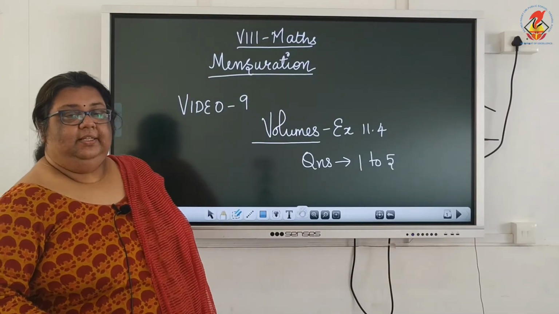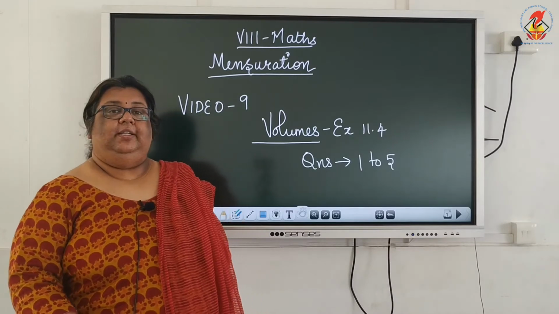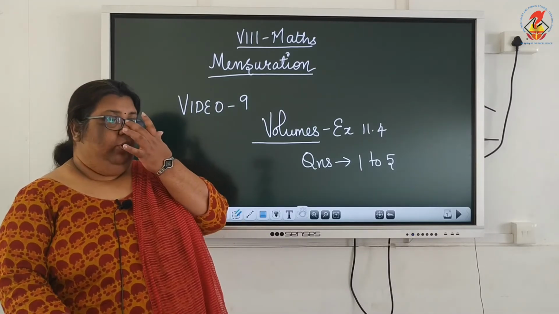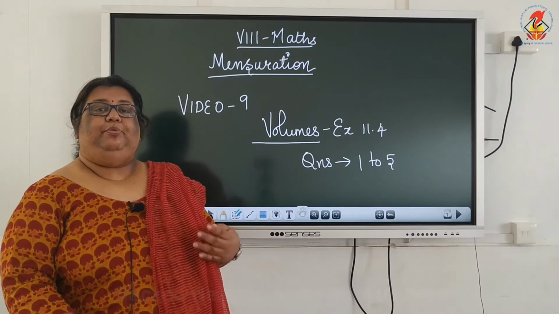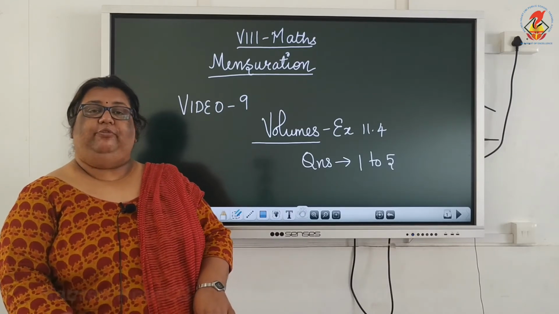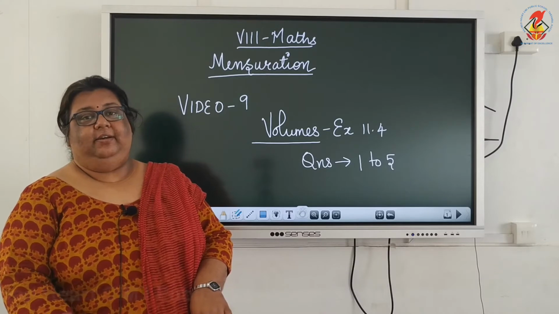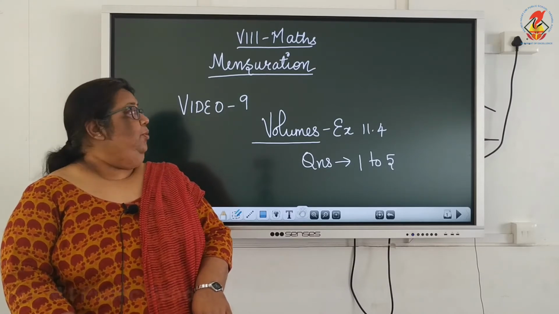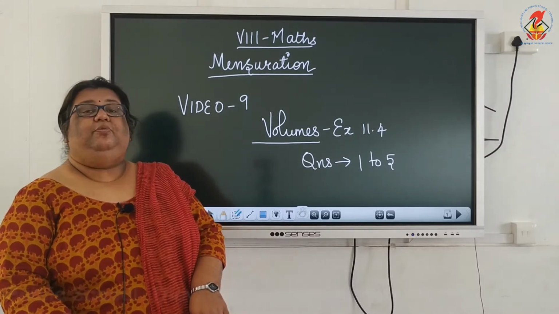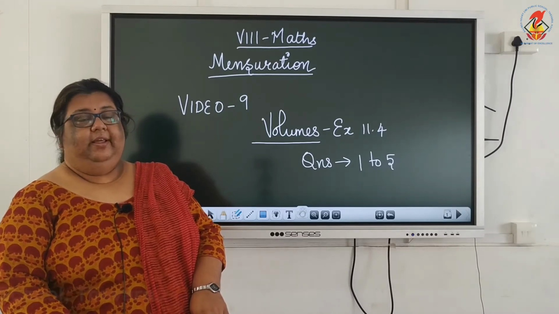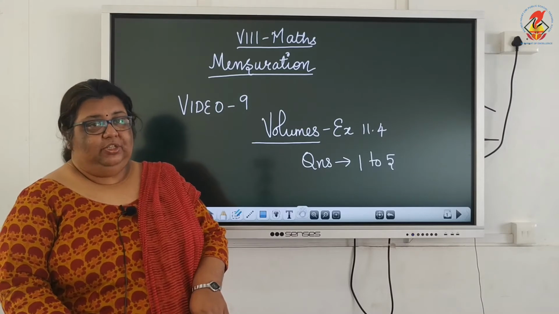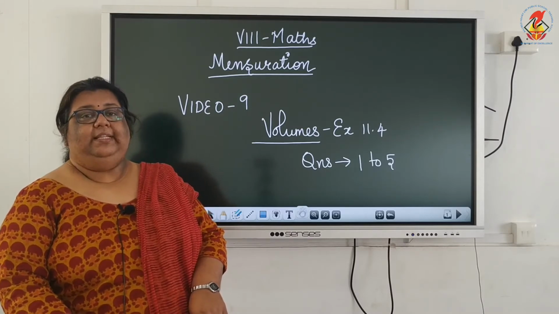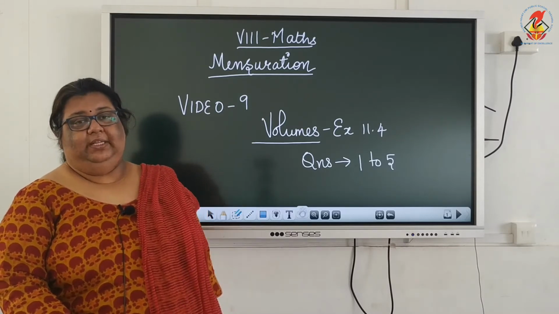Children, in the last class, we learnt the surface area and volume of cuboid and cylinder, and we did problems with surface areas of cuboid and cylinder. Today, we'll do problems based on volumes of the solids. Our exercise 11.4 in your textbook. Please take your textbook also with you and check the question when I am reading it over here.